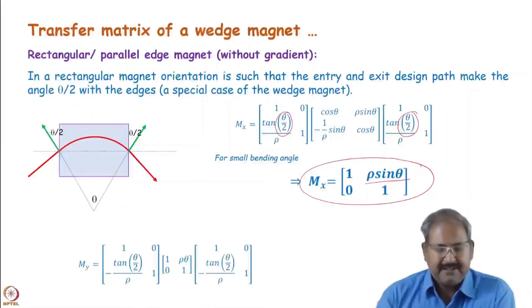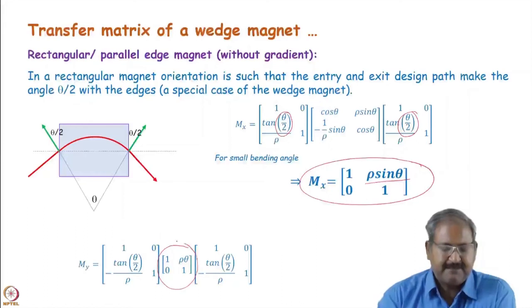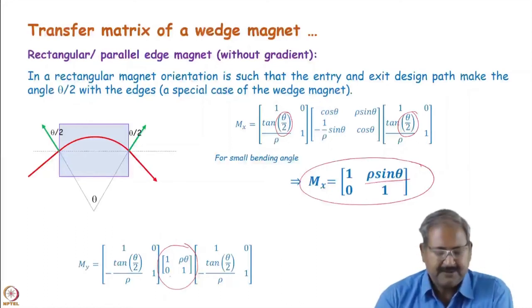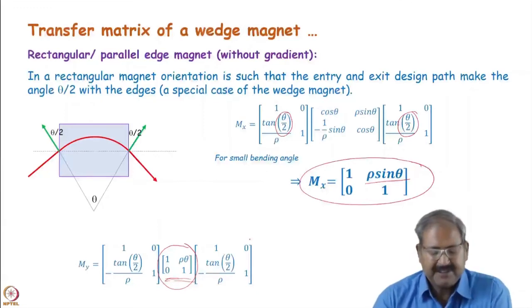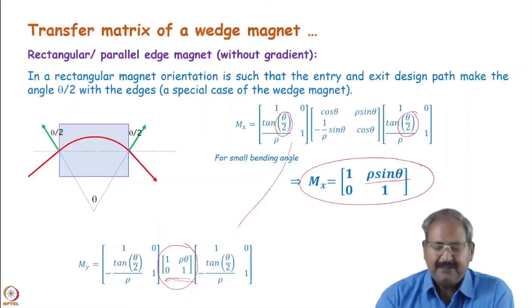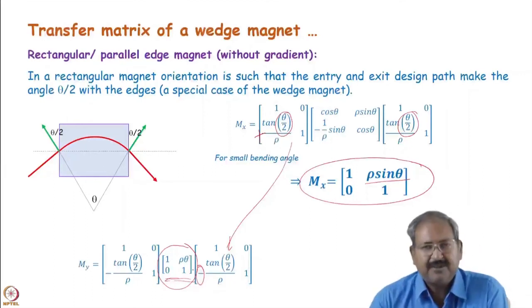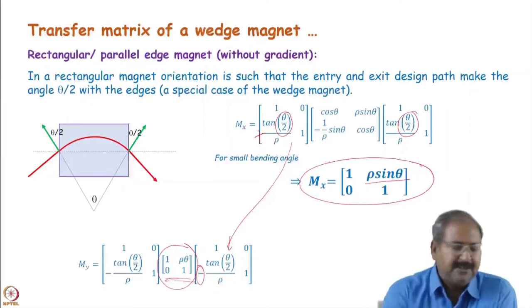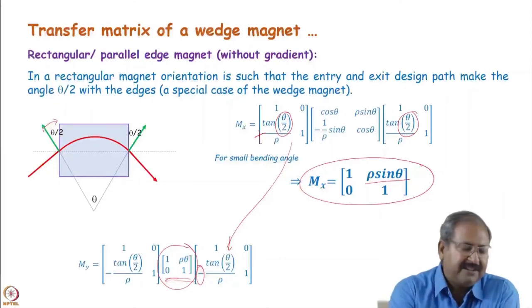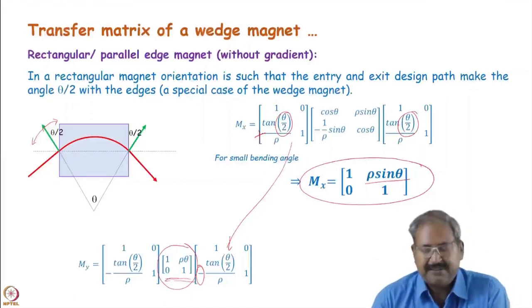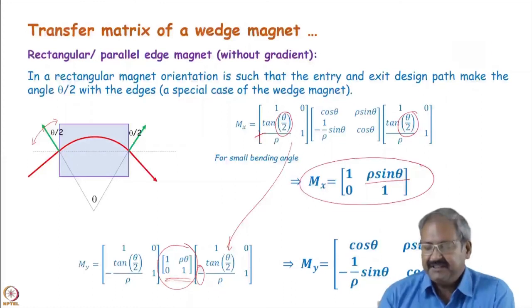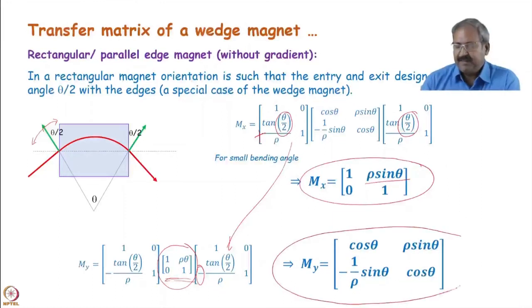In the vertical plane, the sector magnet has a matrix just like the drift space. So the sandwiched matrix is like the drift space, and here you can see the effect will be reversed. So the plus sign has become minus here. It means it is focusing in the vertical plane because this angle is here. If this angle were here, the effect of focusing and defocusing would be reversed. And in this case, you will get a matrix just like the sector magnet in the vertical plane.